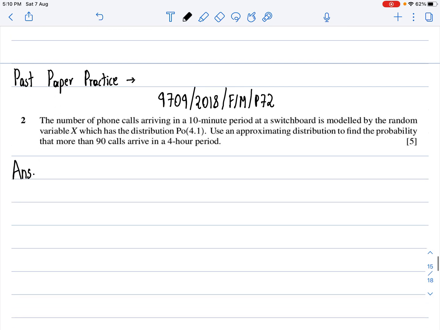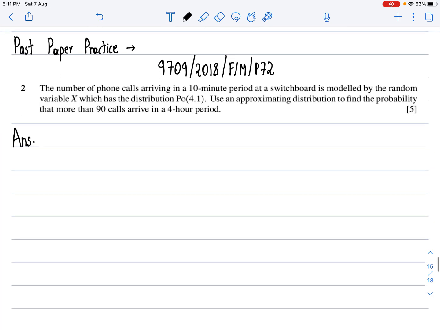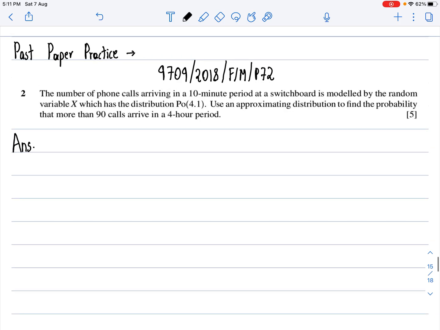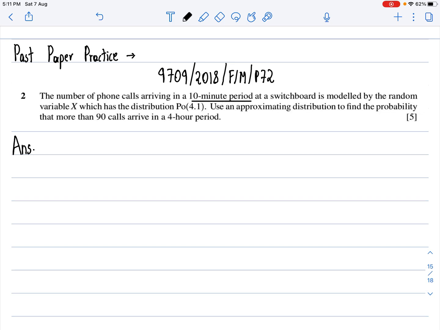Now let's do some past paper examples so that we know how to implement this concept. This example is from the 2018 Feb-March paper 72. The number of phone calls arriving in a 10-minute period at a switchboard is modeled by random variable X, which has a Poisson distribution with lambda of 4.1. Use an approximating distribution to find the probability that more than 90 calls are made in a 4-hour period.